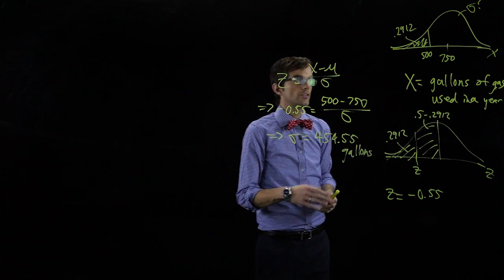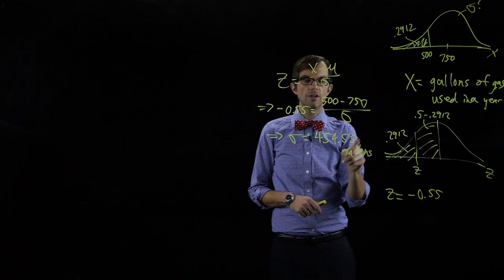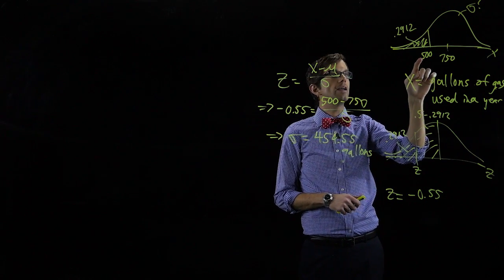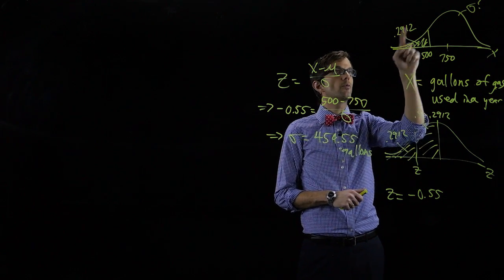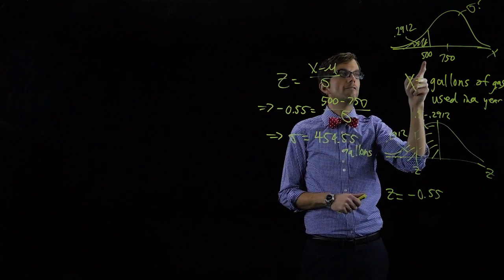So a random variable whose mean is 750 and whose standard deviation is 454 will have a proportion of 0.2912 that lies below 500 gallons.